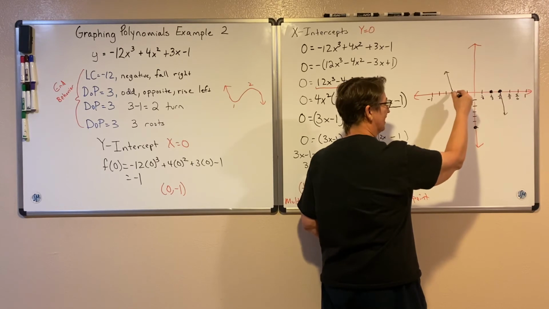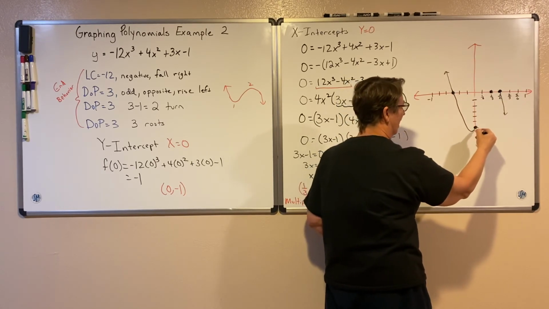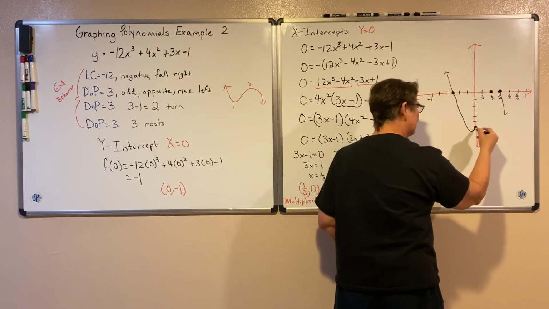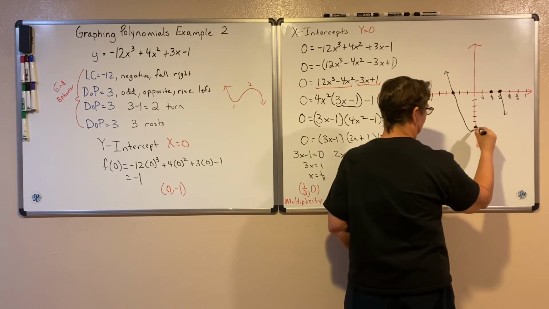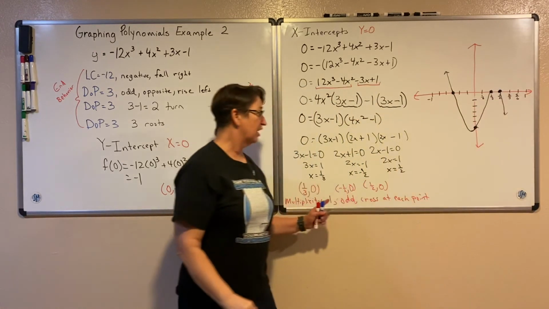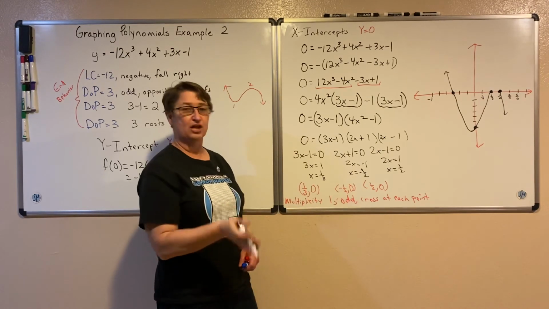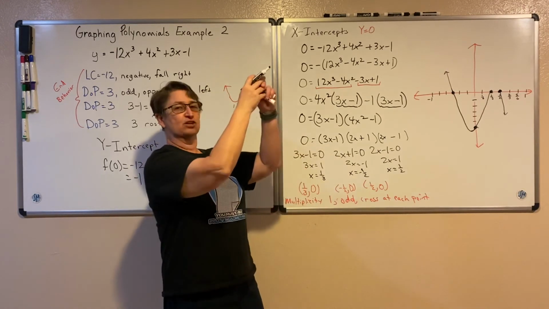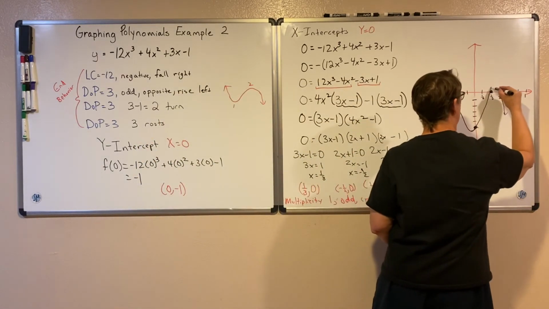So I'm just going to make it cross through here, and at some point it's got to turn back around so that I hit that y-intercept and then I can come back up to this x-intercept. Now, once I get up to this x-intercept, again, because the multiplicity of this is just 1, I know it's not going to turn back around there. It's going to cross through again. So I have it cross through that x-axis.